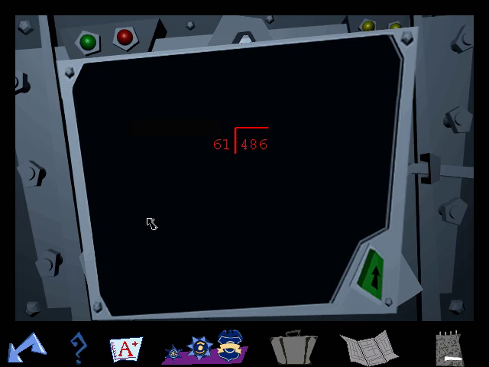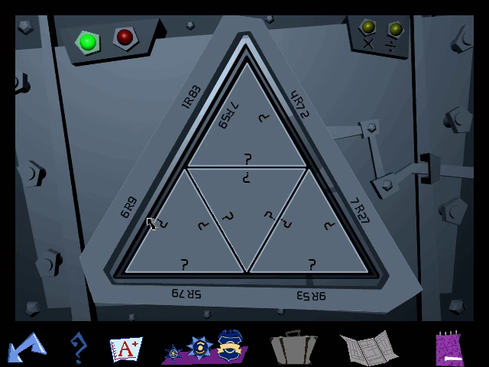All right. Okay, so 486 divided by 61 equals. Okay, so 61 times 7, 427. Four, 15, no, 16 minus 7, that is 9. 7 minus 2 equals 5. Okay. Yes!